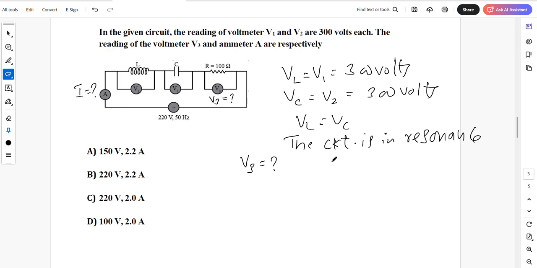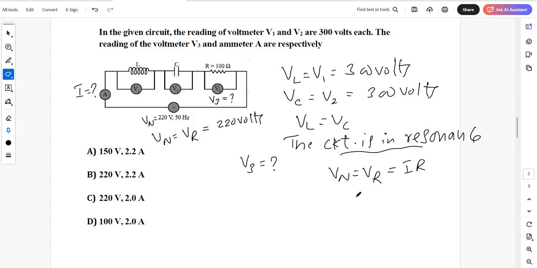We know that when the circuit is in resonance, the net voltage will be equal to VR. That is equal to VR is equal to I into R. VR is not given, but it will be equal to Vn. How much is Vn? We know Vn is equal to 220 volts. So the voltage across the resistor is 220 volts. Therefore, here I can write VR is equal to I into R.